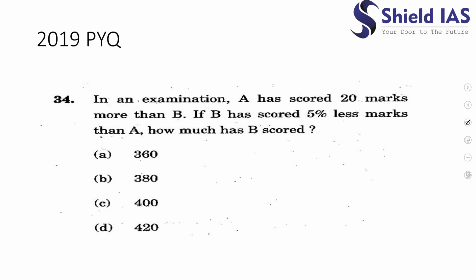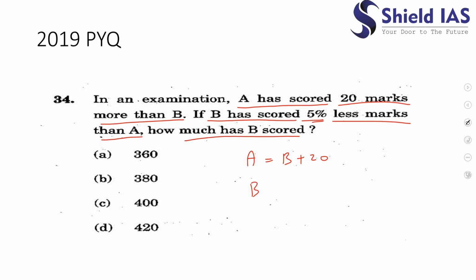And this is the next question. In an examination, A has scored 20 marks more than B. So A has scored how many marks? 20 marks more than B. If B has scored 5% less marks than A, so how much has B scored? This is the question.